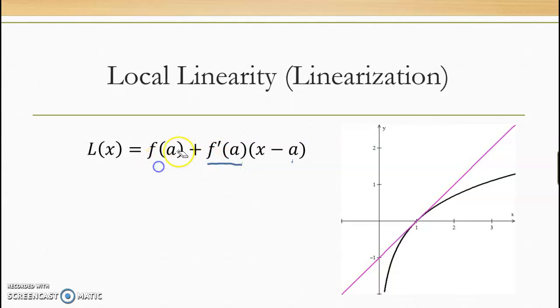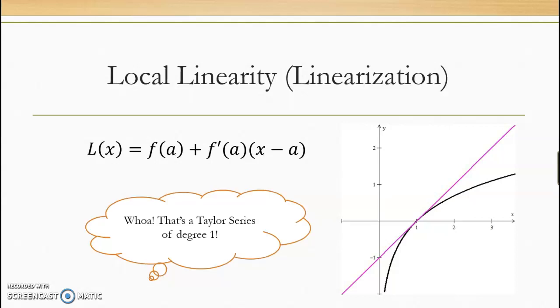It means we're going to use the tangent line to estimate this function. I wrote it in this weird way because usually we write it backwards because that looks more like point slope form. But the reason I wrote it this weird way is because if you look at it closely, that's a Taylor series of degree 1. Did I just blow your mind?